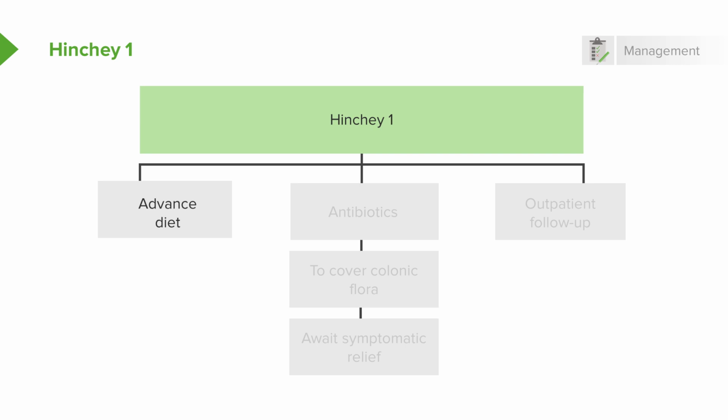We usually can advance diet fairly quickly as soon as the patient's symptoms resolve, and that means the resolution of pain. We keep the patient on antibiotics to cover the colonic flora, and we await symptomatic relief. When the patient feels better, we advance the diet, we discharge the patient. Remember, for Hinchey 1 classification patients, oftentimes many of these people can be observed and managed in an outpatient setting.